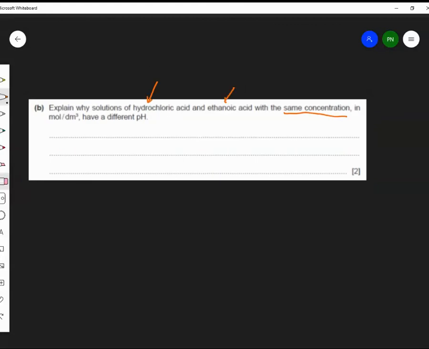This and this have the same concentration, have different pHs. How would you answer that? Anyone want to guess that one? How would you answer that?